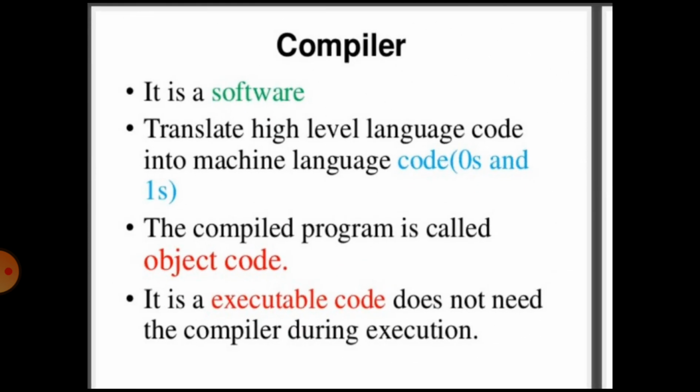Compiler. As you know, a compiler is software that translates high level language code into machine language code, that is 0 and 1. The compiled program is called object code. It is a very important question: what is the name of the compiled program? So the compiled program is object code. An executable code does not need the compiler during execution.